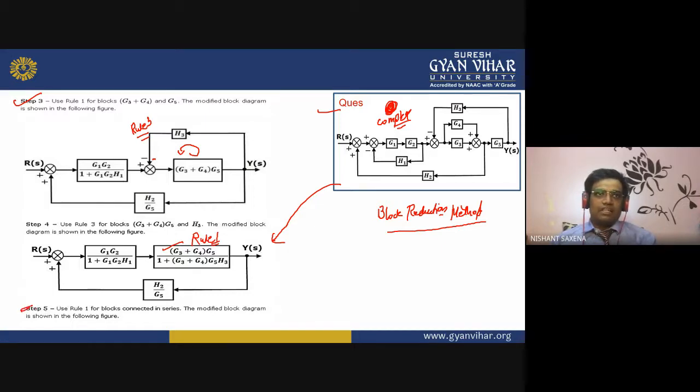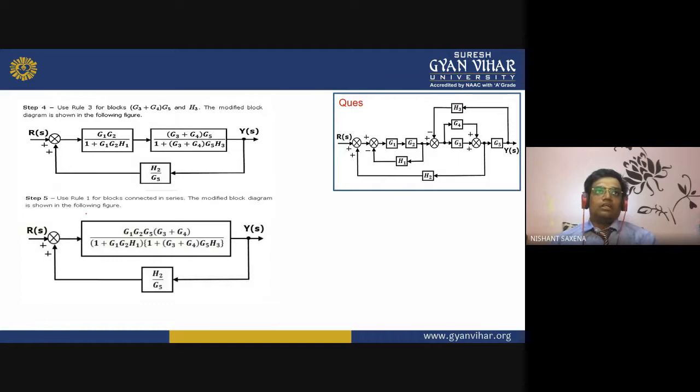Step 5 says to use rule number 1 for the blocks connected in series and modify the block diagram shown in the figure. Look at over here. We have reduced this complete block into a single block, that is we have multiplied these two blocks. That is G1, G2, G5 into G3 plus G4, 1 upon 1 plus G1, G2 into H1, into 1 plus G3 plus G4 into G5 H3, and with this feedback on. Now again it has been reduced.